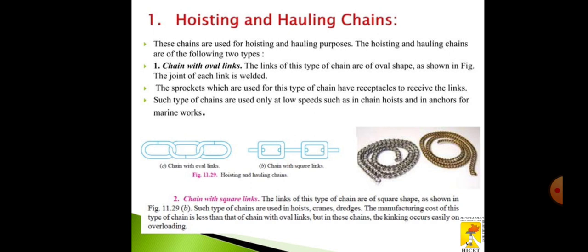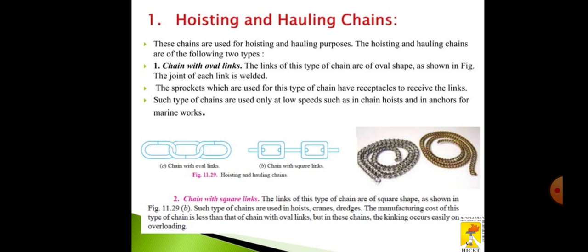Hoisting and hauling chains. This type of chain looks like an oval shape, which is shown in this figure. The first figure is called the oval-like structure. In this, we use sprockets to receive the links. Such types of chains are used only at low speeds, such as in chain hoists, anchors and marine works.